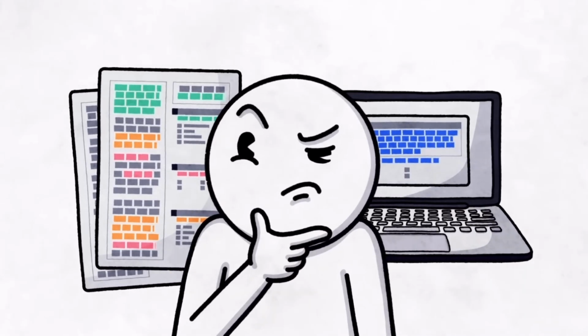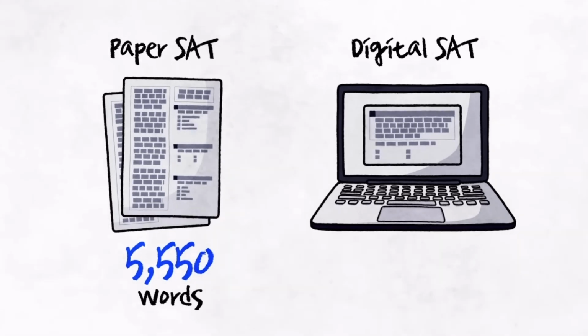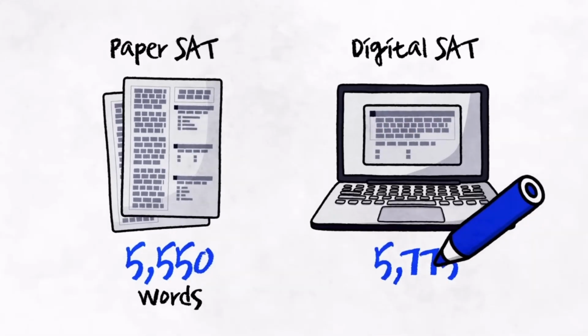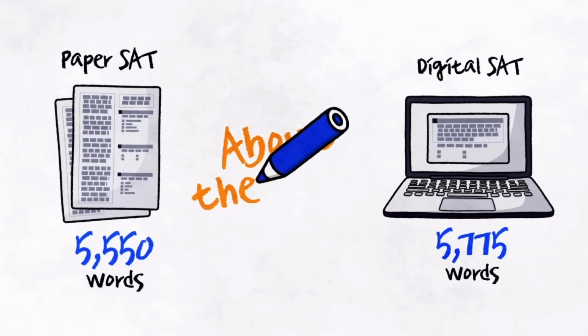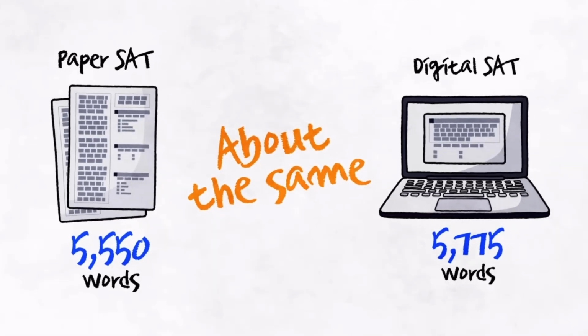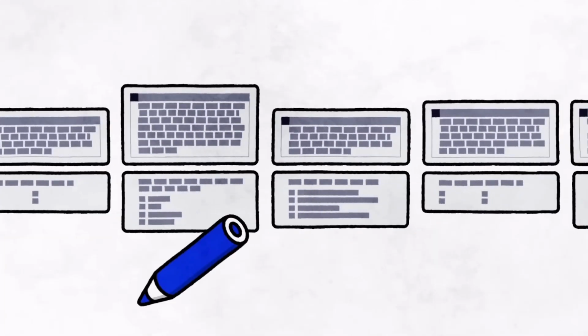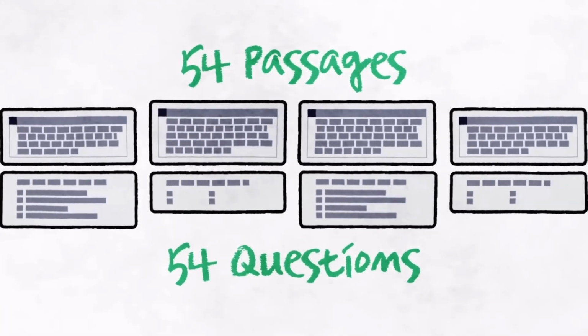section hasn't changed much. In fact, after quick calculation, I discovered that the max word count of the paper SAT is 5,550, while the new digital SAT sits slightly higher at 5,775 words. So, all in all, the updated format is relatively the same size, if not longer. However, you'll need to focus on 54 questions paired with 54 unique passages.